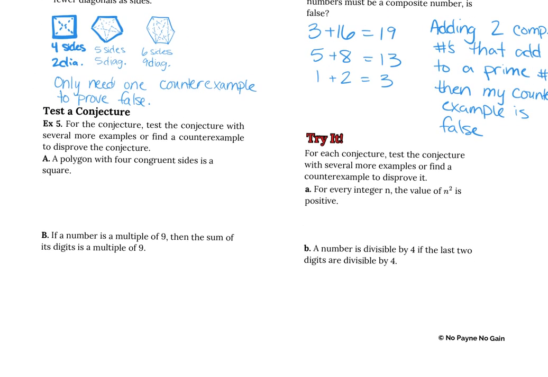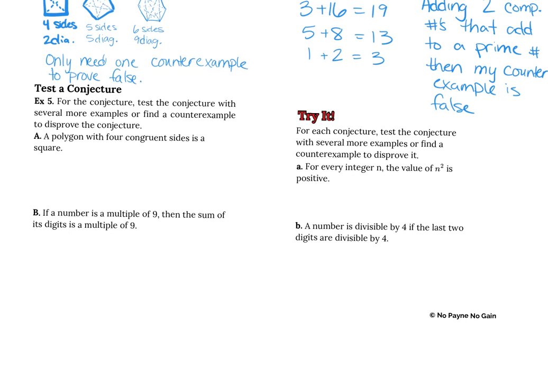All right, next we're going to test a conjecture. All right, for the conjecture, we want to test the conjecture with several more examples, or find a counterexample that disproves the conjecture. All right, so our first one, a polygon with 4 congruent sides is a square. Okay, to have a square, each corner ends in a 90-degree angle, and each side is congruent to each other.